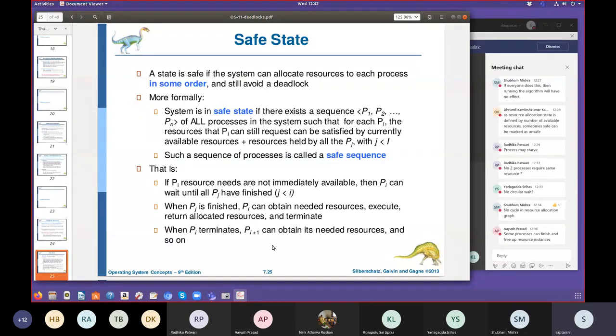So this is what I was trying to get at. Some of you reached quite close to that answer. So basically, if there is a safe sequence, then the system is in a safe state, even if no resource is free right now.